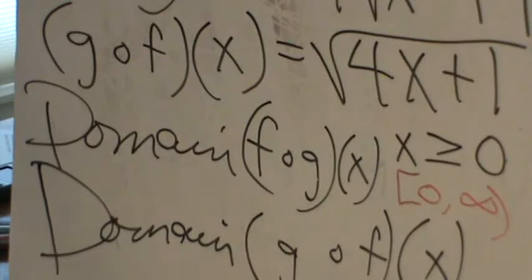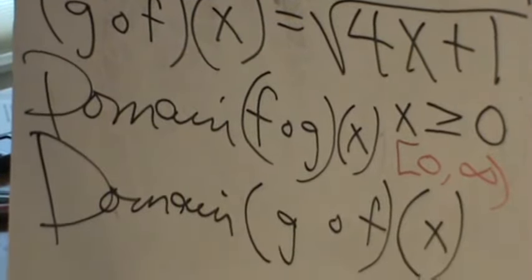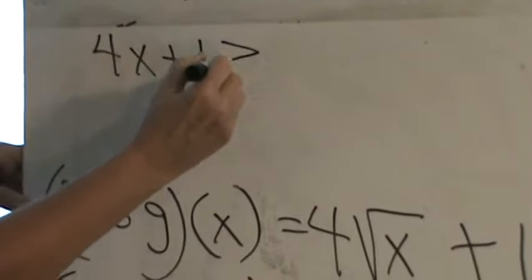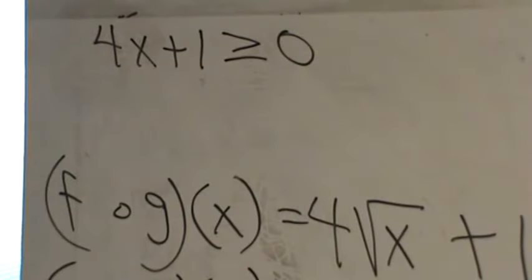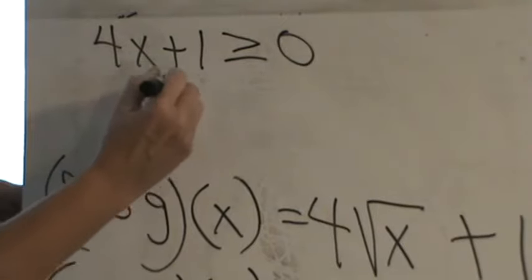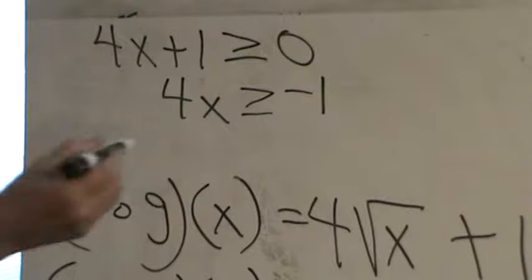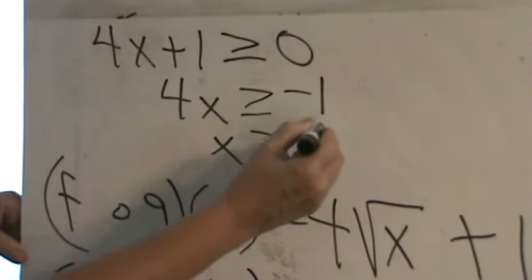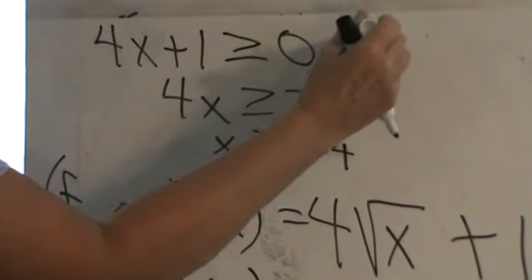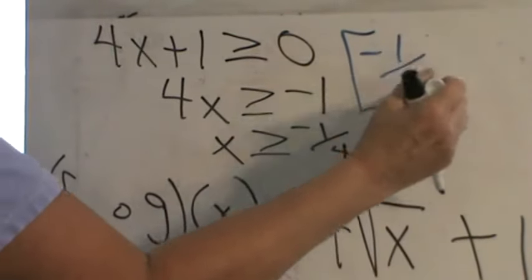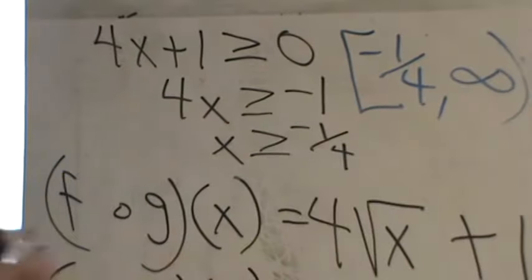If you want the domain of g of f of x, you're going to have to take the 4x plus 1 out and say, hey, you got to be positive or 0. So put greater than or equal to 0. Move the 1 over, it becomes negative. Divide by 4, and you get x greater than or equal to negative 1/4. Domain for the g of f of x will be negative 1/4 to infinity.